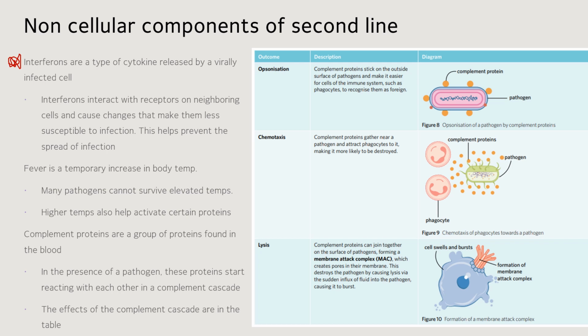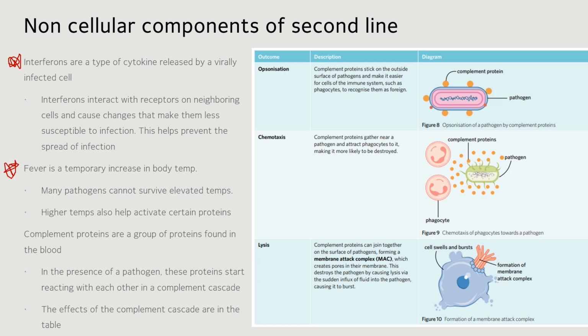So when a cell, because they're very humble and selfless, is infected with a virus, it releases a bunch of interferons. These interferons are going to interact with neighboring cells and cause changes that make them less susceptible to infection. So the infected cell is doing a solid to all of its neighbors, all of its friends, telling them, hey, there's a virus over here. And then the cells around them can act accordingly and change their chemical and physical makeup to prevent the spread of infection. So interferons are really cool.